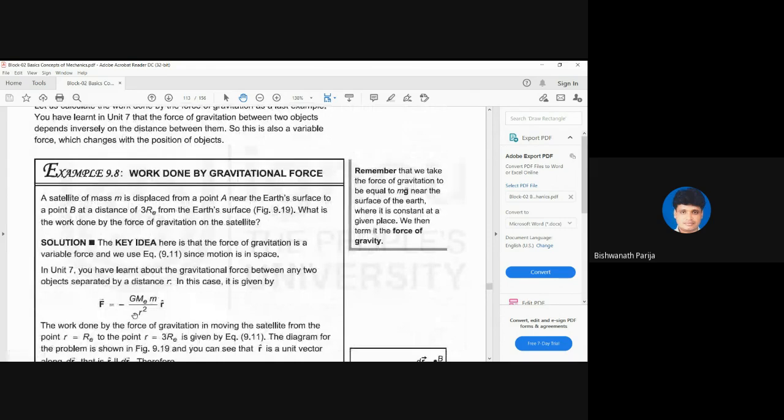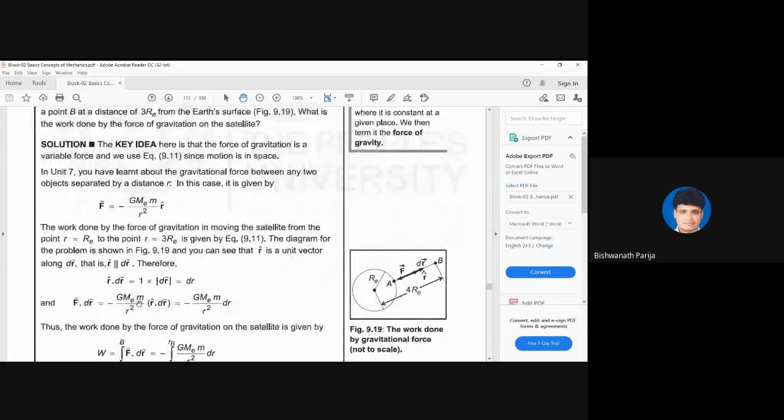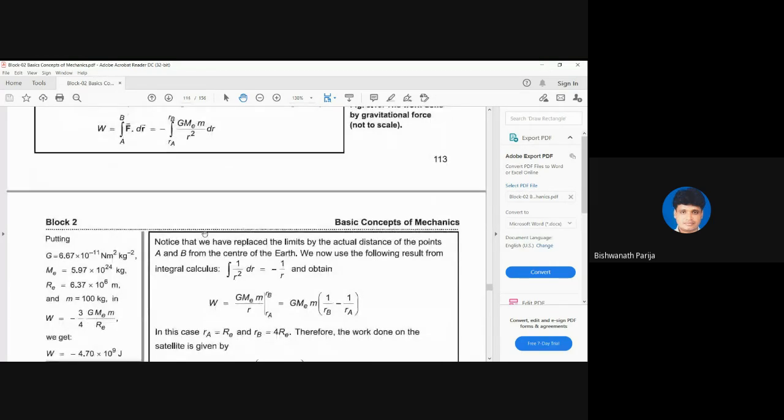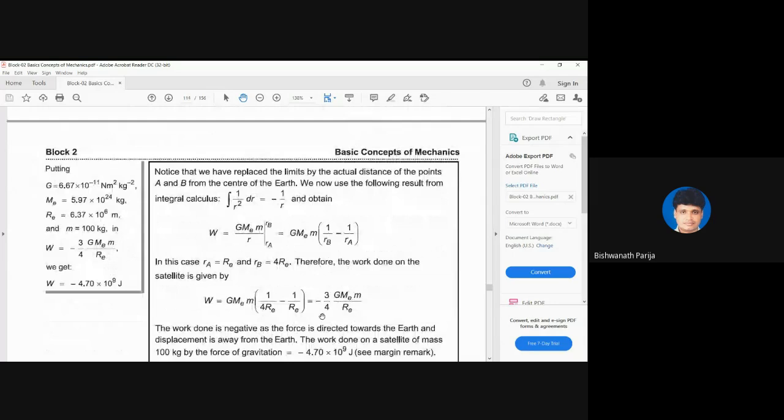Already you know this is the gravitational force between the Earth and any body, minus G M e m over r squared, from Newton's law of gravitation, which we have studied previously. So this is the formula you get for work done by gravitational force, with position from Ra to Rb. Normally you put the F value here, then do the integration, and you will get the work done due to gravitational force.